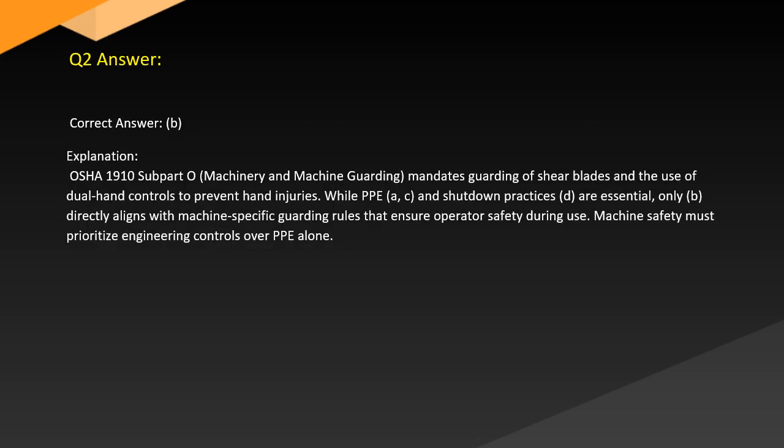Answer. Correct answer: B. Explanation. OSHA 1910 Subpart O, Machinery and Machine Guarding, mandates guarding of shear blades and the use of dual-hand controls to prevent hand injuries, while PPE, C, and shutdown practices, D, are essential. Only B directly aligns with machine-specific guarding rules that ensure operator safety during use. Machine safety must prioritize engineering controls over PPE alone.